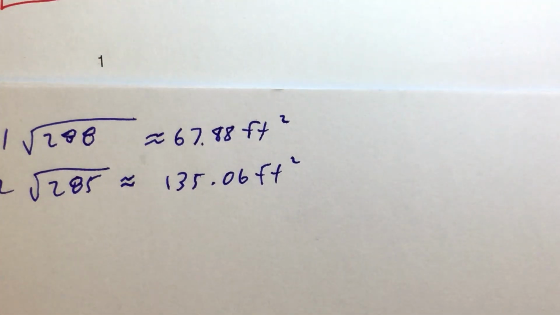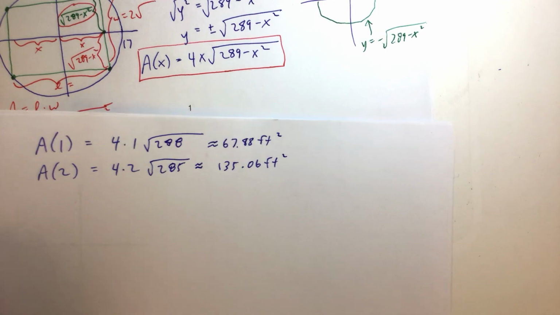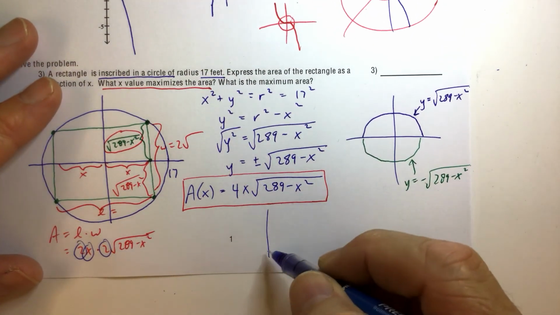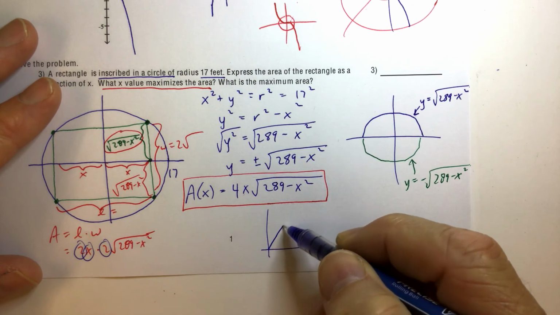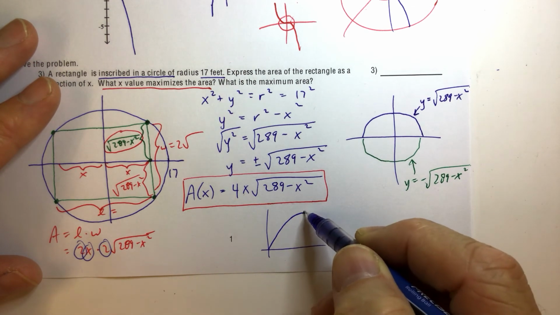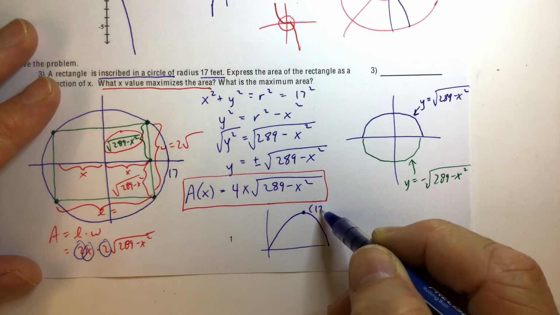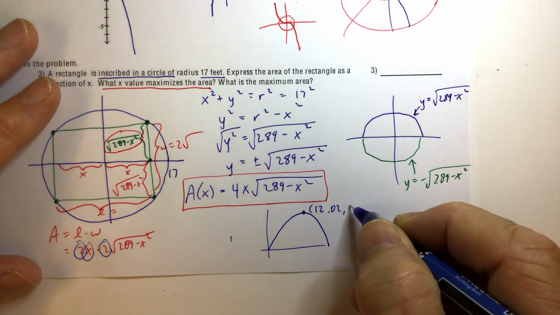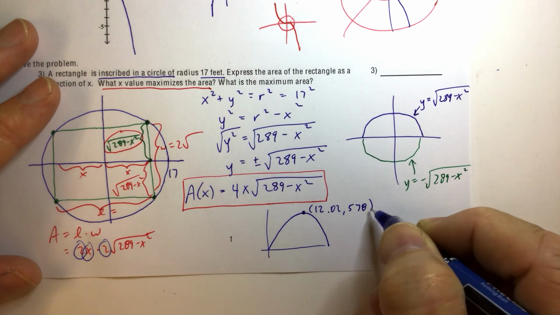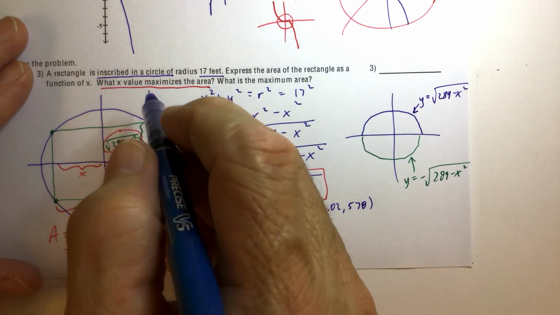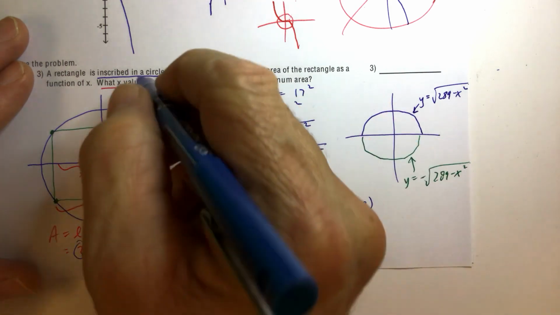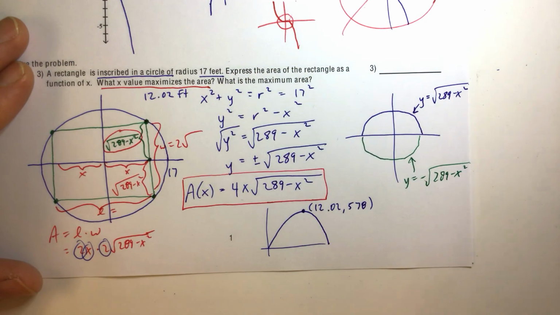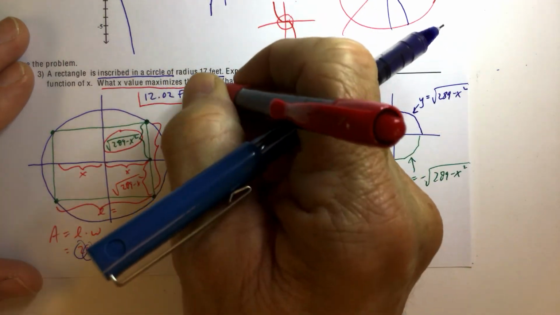So let's zoom out a little bit. The only work that you really have to show for this would be a graph going out like that, and you would show the ordered pair, 12.02, 578. So what x value maximizes the area? 12.02 feet. That's the answer to that part.